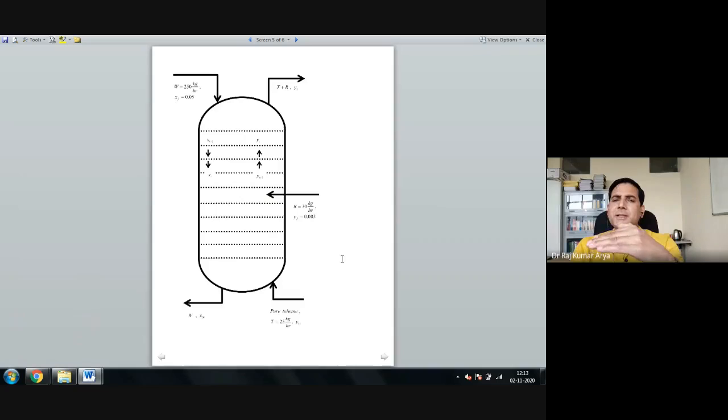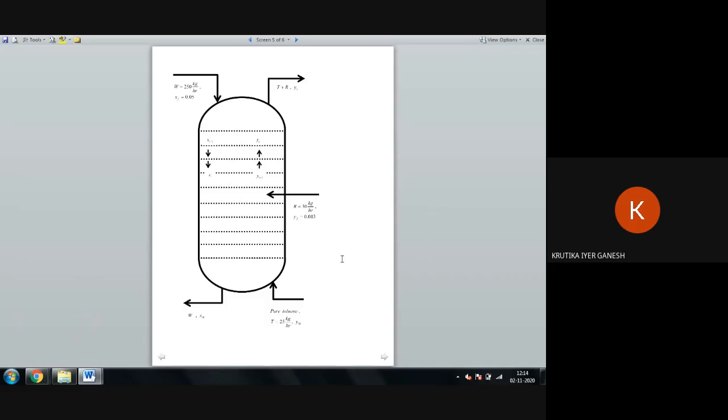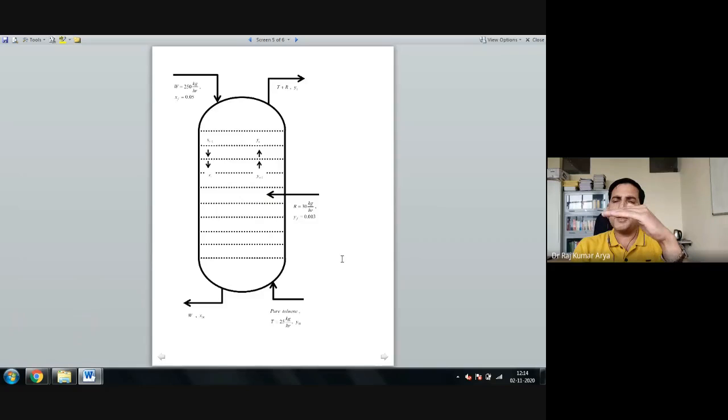Because incoming is coming from some back stage, right? So where is it coming from? It is coming from stage 2, correct or not? Hello, can you hear? Yes, sir. Yes, so sir, whatever is coming to plate 1, let's say in terms of y side, that is coming from stage 2, so that is your y2 coming into plate 1 in terms of y.